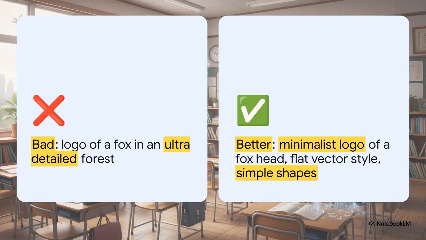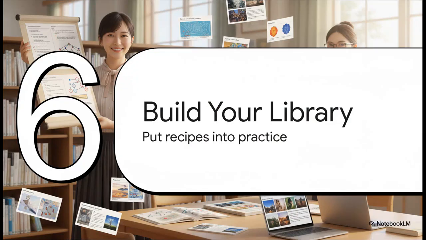The second huge mistake is putting way too much detail into a logo. Remember, a logo has to be simple and iconic. The prompt on the left is asking for a whole complex scene, which is the exact opposite of what a logo should be. The one on the right just nails it by asking for a minimalist logo with simple shapes and flat vector style. Okay, so you've seen the recipes, you know the mistakes to avoid.